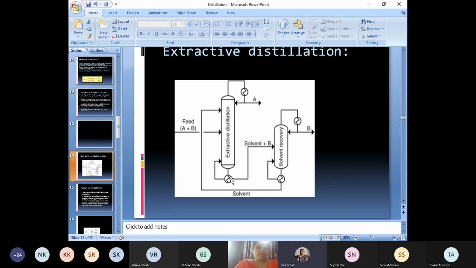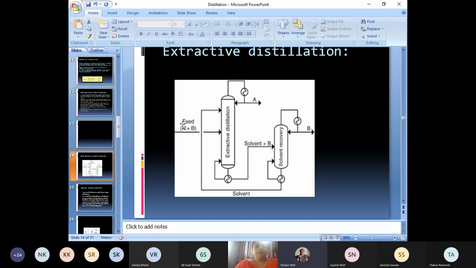That solvent plus B is added to the second column, which is for solvent recovery. When solvent plus B is added, B you will get as the more volatile component and you can separate it as the top product, whereas the solvent you will get as the bottom product, which can be recycled again in case of continuous distillation. So this is called extractive distillation. Why is there a need for extractive distillation?